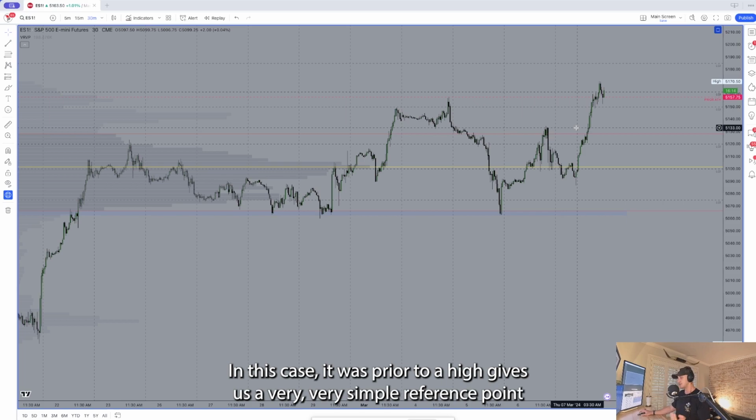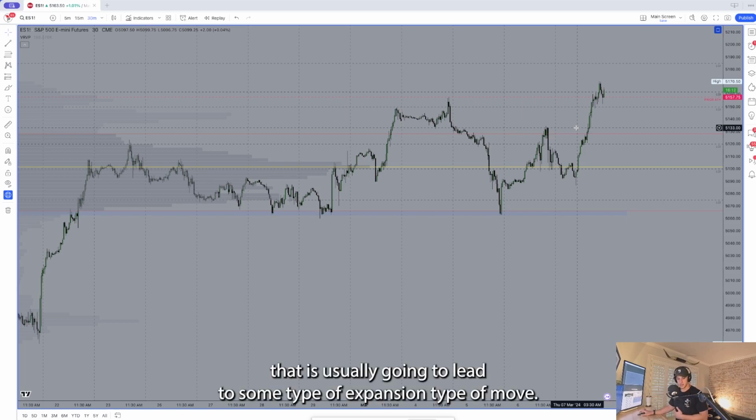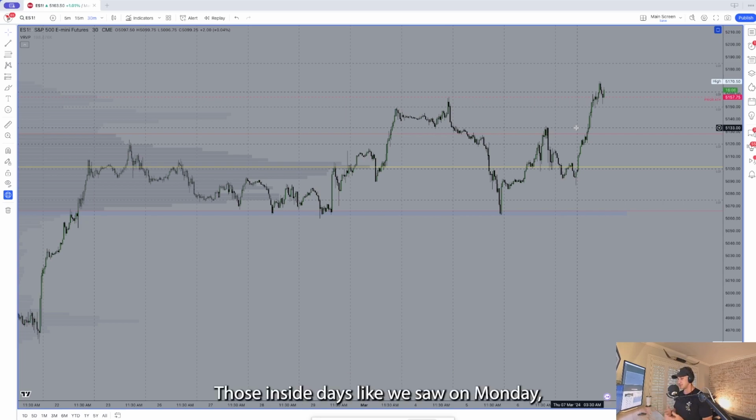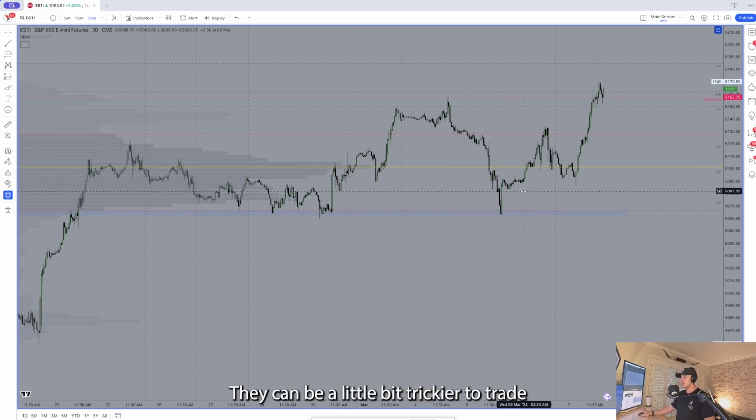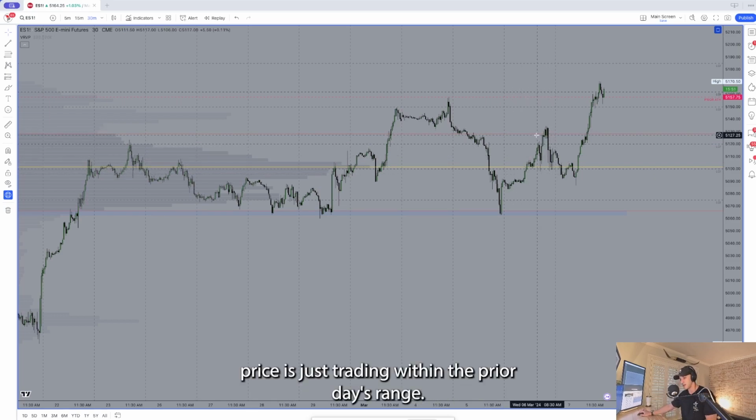It gives us a very, very simple reference point that is usually going to lead to some type of expansion type of move. Those inside days like we saw on Monday, and then even yesterday's action was technically an inside day, they can be a little bit trickier to trade. Where price, when I say inside day, price is just trading within the prior day's range.